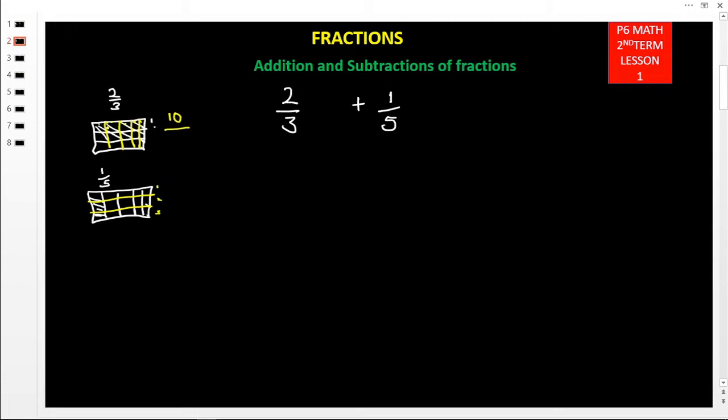Out of how many total parts? We have 1, 2, 3, 4, 5, 6, 7, 8, 9, 10, 11, 12, 13, 14, 15.